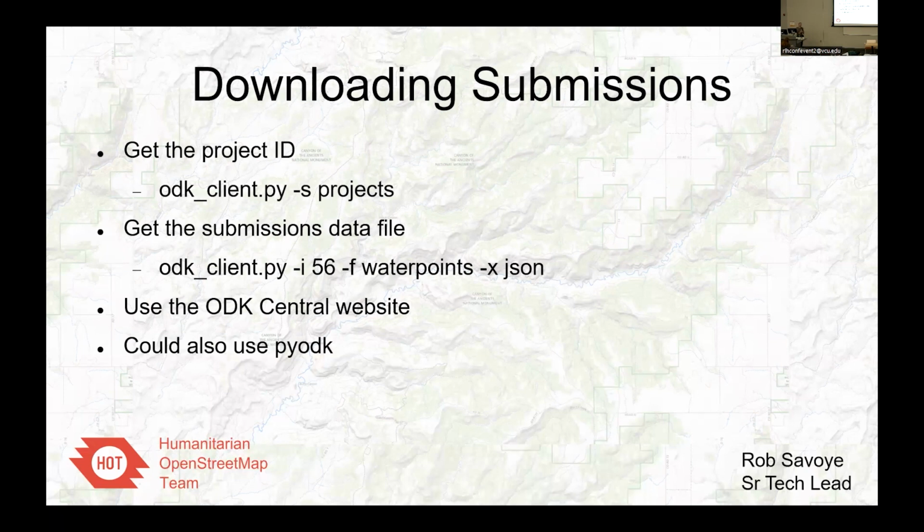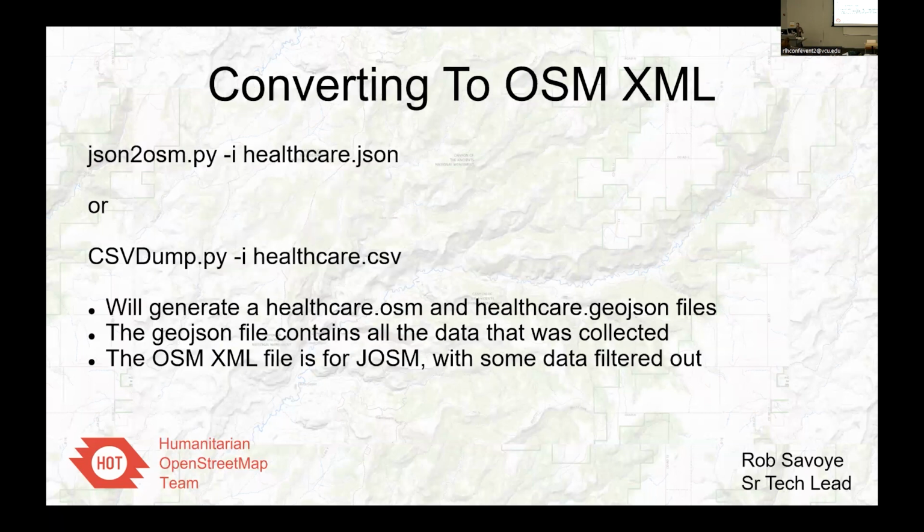ODK Central also exports a CSV file, but it turns out it loses data for complicated XLS forms. So I primarily use the JSON format because it actually is much more complete, like repeats. The CSV files don't handle repeats very well. It makes a whole subdirectory of little files. It's a pain. And this basically does all the work I do with the ODK Central website. And you can use PyODK on your own, but as I said, we don't use it.